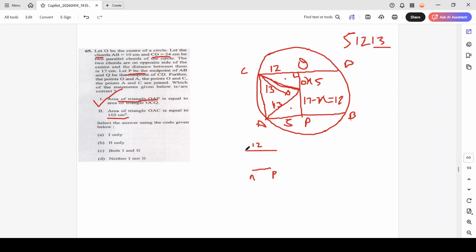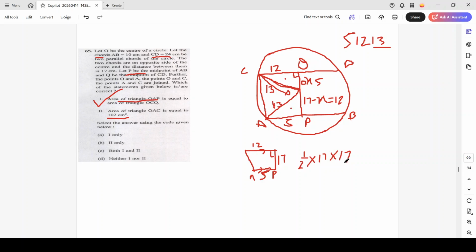Okay, what we have? We have this perpendicular distance 17, and this is 5. So this is parallel. This becomes the trapezium. So what is the area of a trapezium? Half the sum of sides. 12 plus 5 is equal to 17, and what is the perpendicular distance? That is also 17.